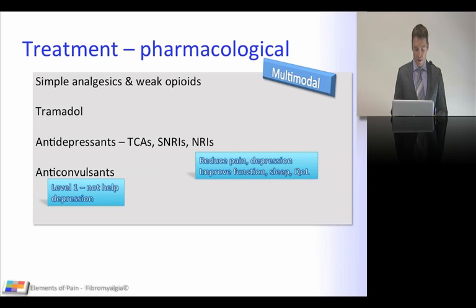And the NRIs, so the noradrenaline reuptake inhibitors, there are a couple of new ones out there. One of them is called reboxetine, and studies are looking into this. It might be useful.